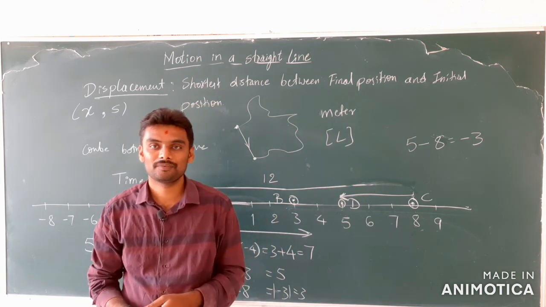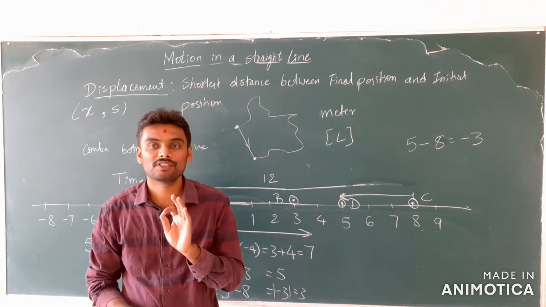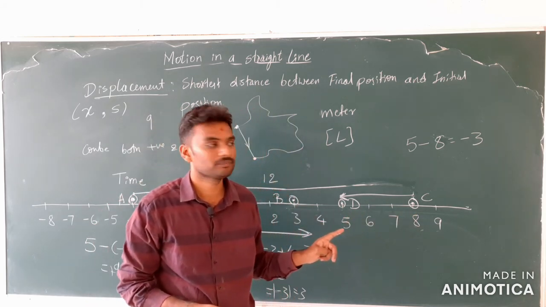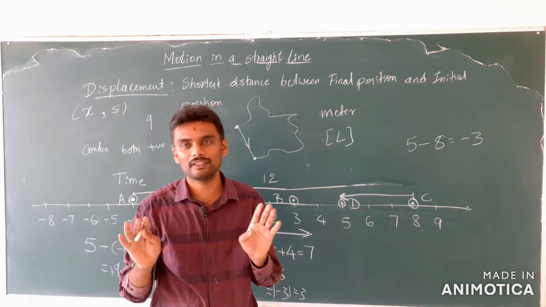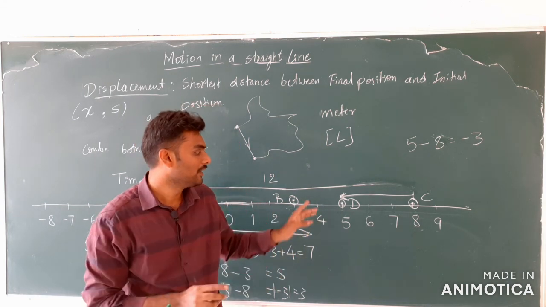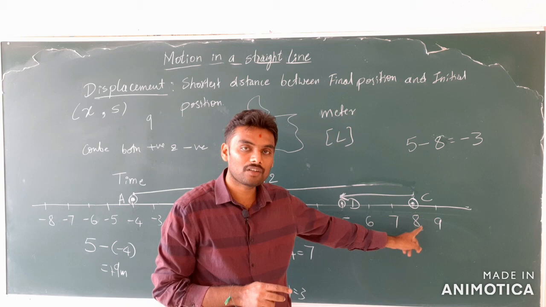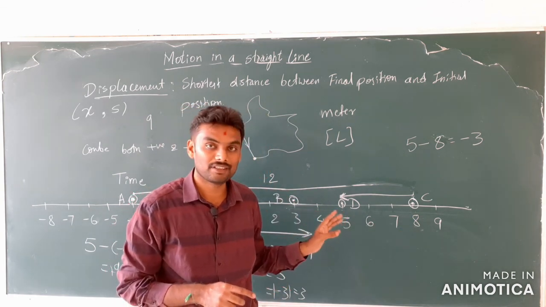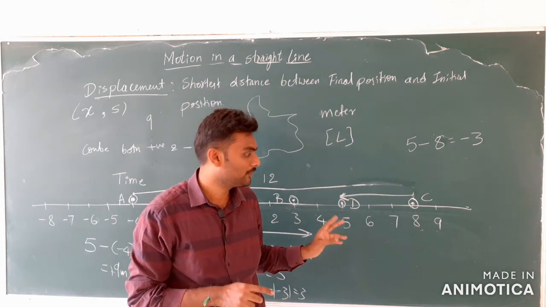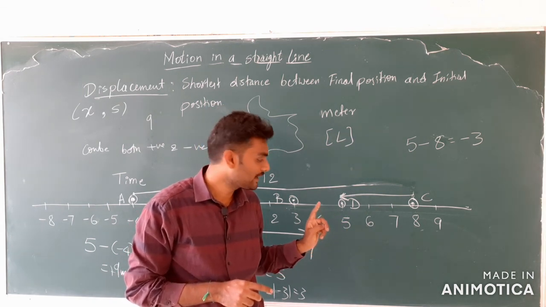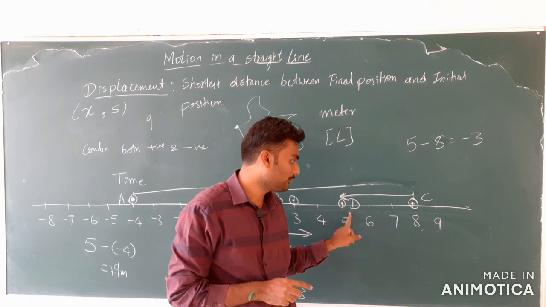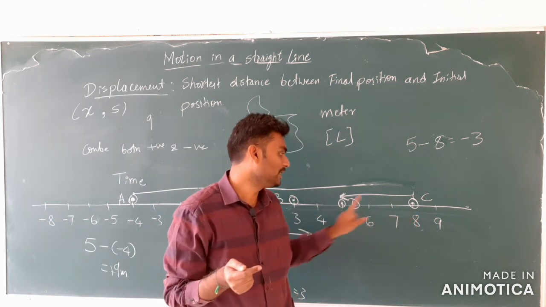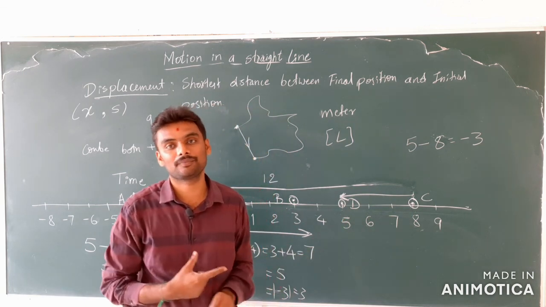And for the same motion from C to D, if you are asked what is the distance traveled, distance traveled is always positive. So from C to D, the distance traveled is plus 3 meter or simply 3 meter. Whether the body goes from D to C or from C to D, it's always only 3 meter. Distance is always 3 meter. But when we take the displacement, if the body goes from D to C, it is plus 3 meter. If the body goes from C to D, then it is minus 3 meter.